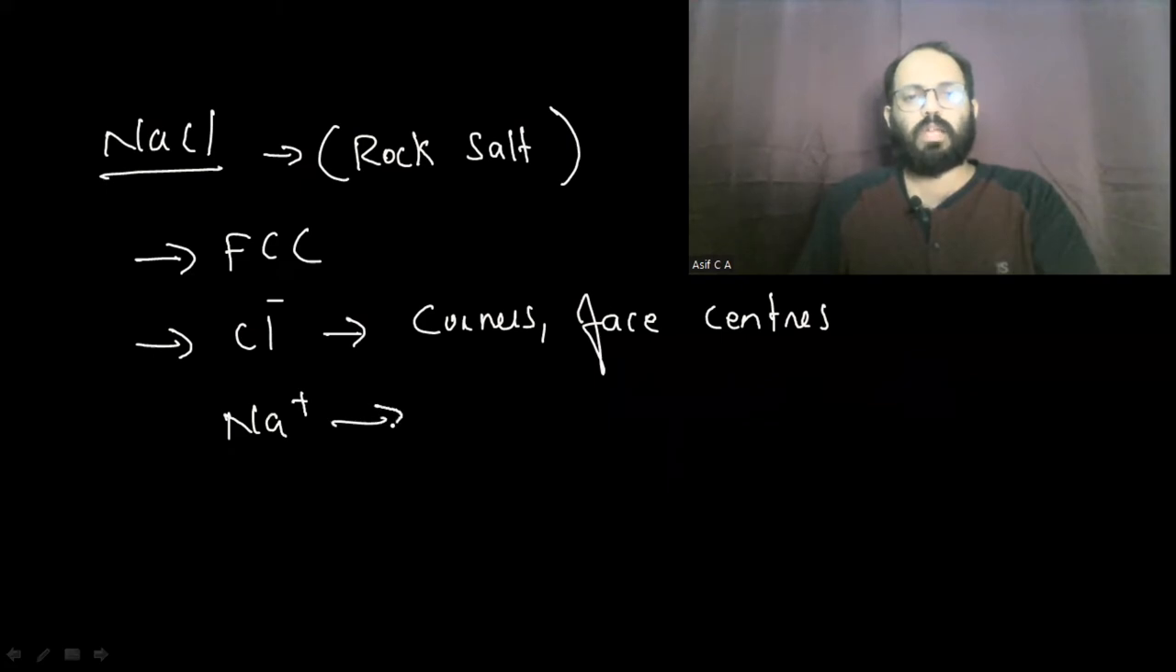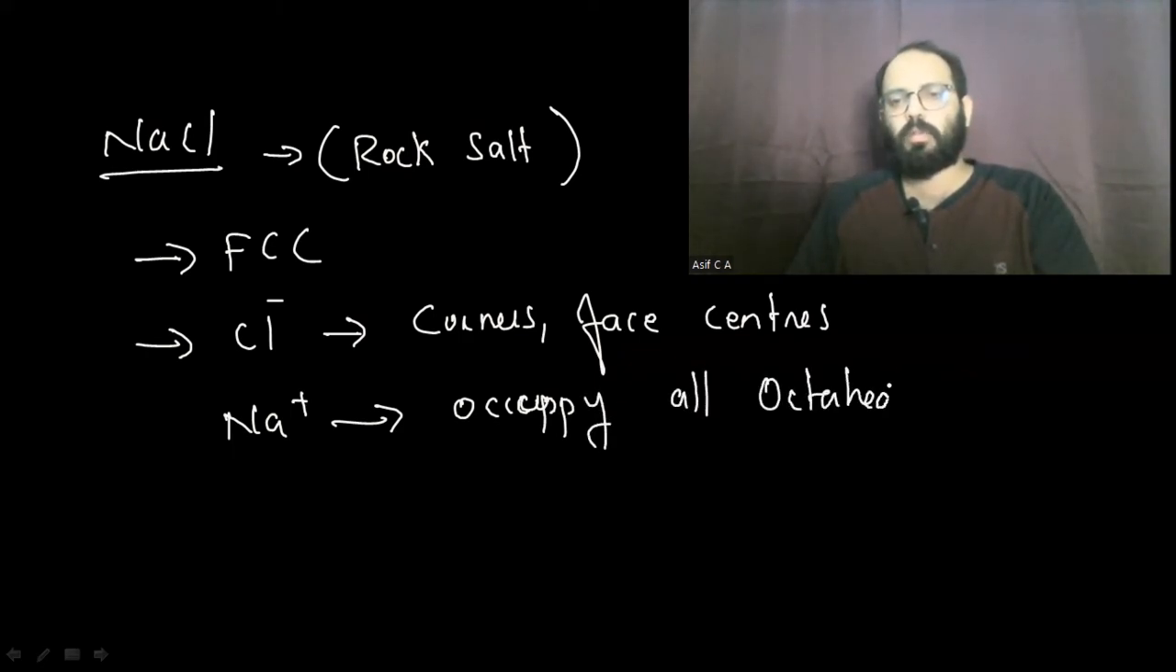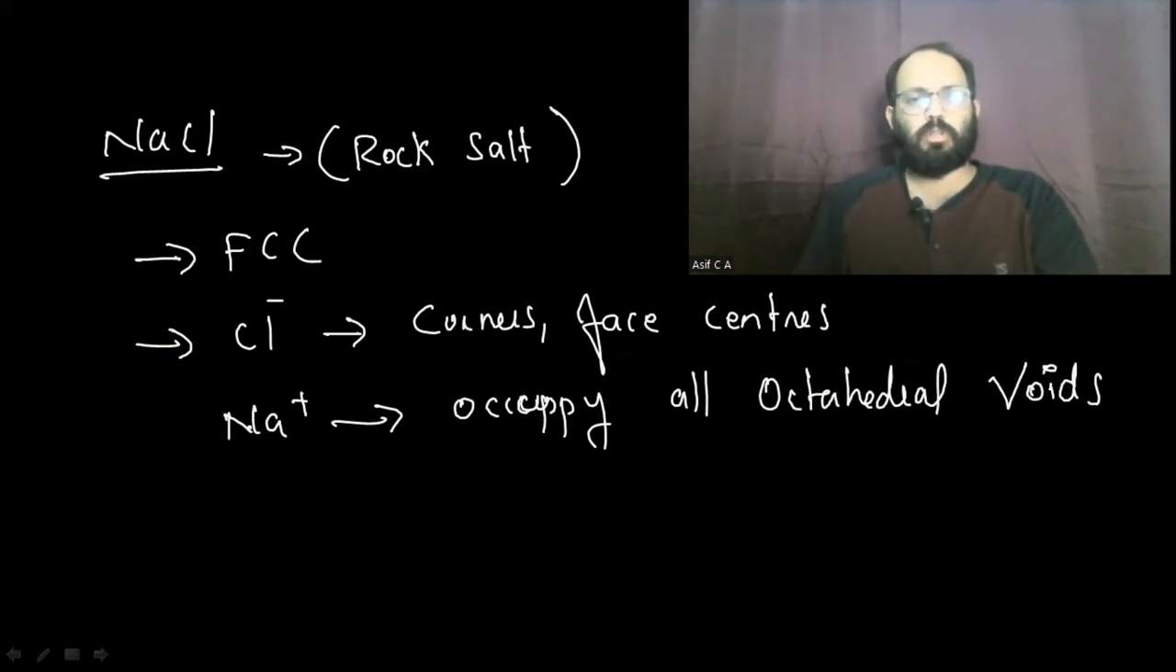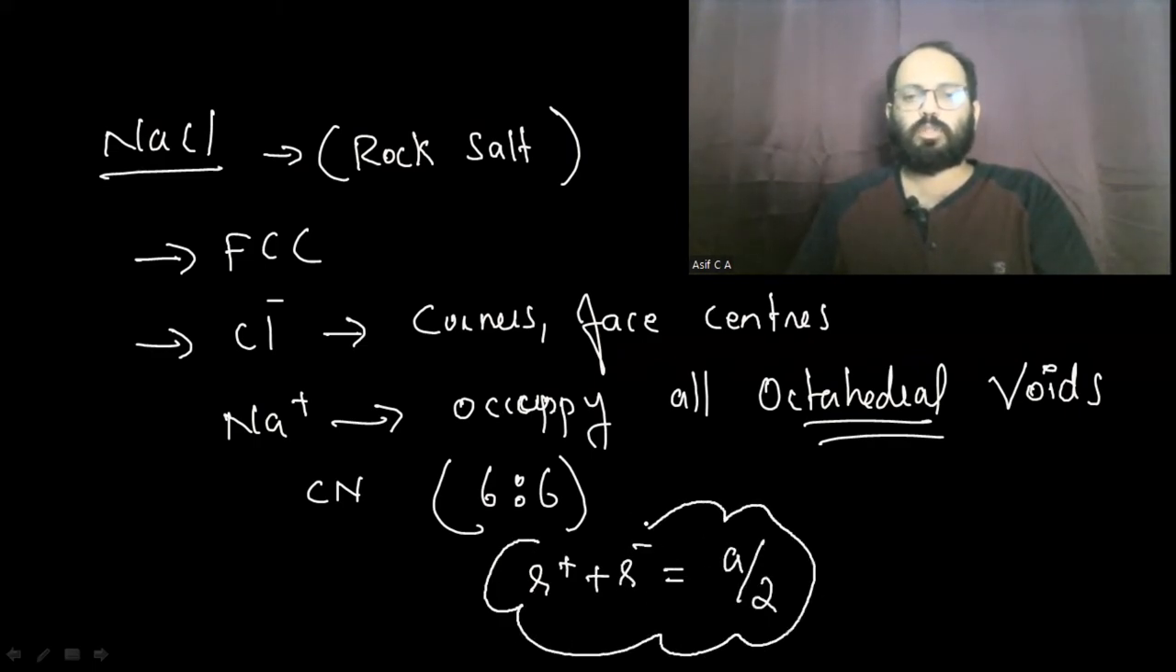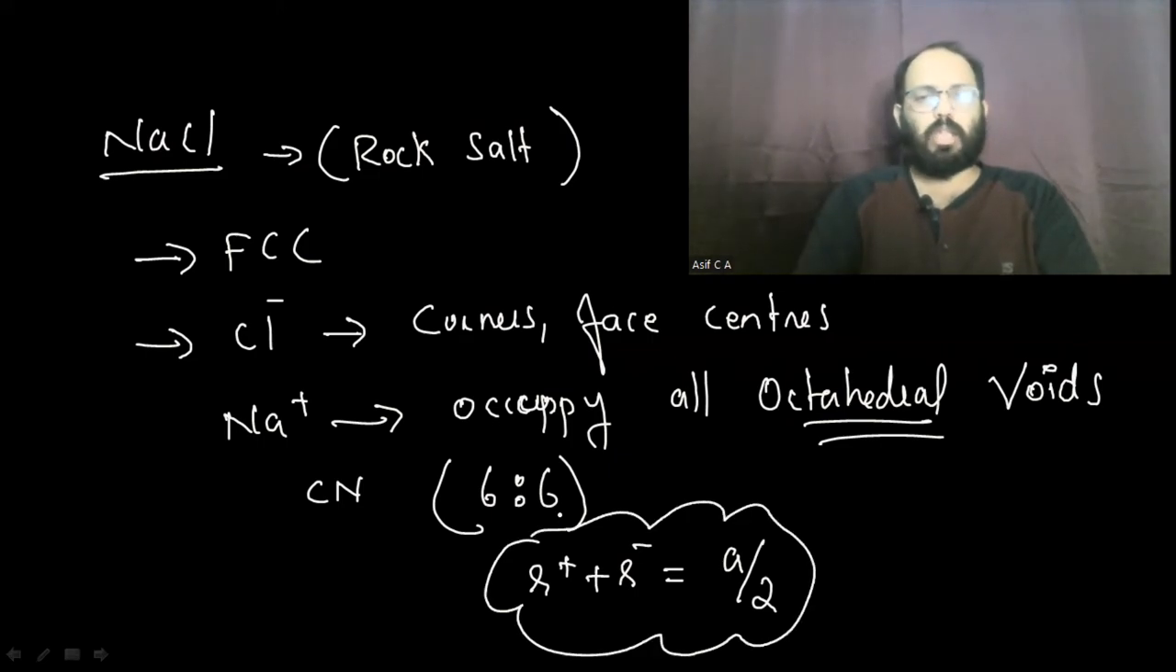So where will Na plus go? Na plus occupies all octahedral voids. Just remember, very important, all octahedral voids. So the coordination number is 6:6, because of the octahedral void. 6:6 is the coordination number, and the equation is R plus plus R minus is equal to A by 2. So this is the NaCl structure, AB type.